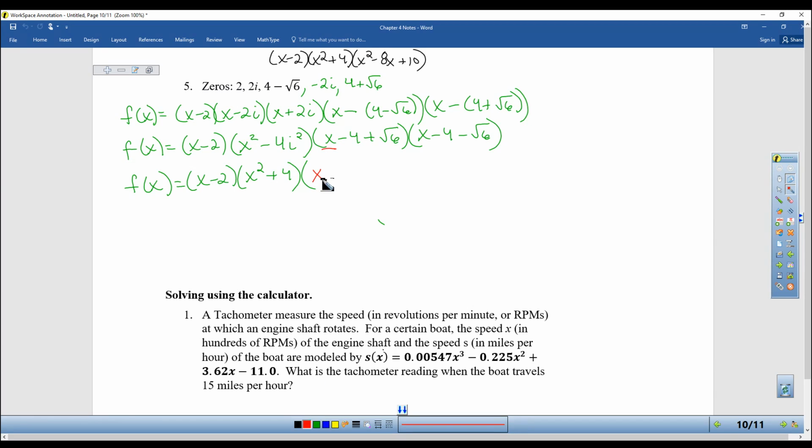So first I'm going to distribute the x, which gives me x squared minus 4x minus x square roots of 6. Then I'm going to distribute my negative 4 to give me negative 4x plus 16 plus 4 square roots of 6. Then I'm going to distribute the square root of 6, which gives me plus x square roots of 6 minus 4 square roots of 6 minus the square root of 36, which is just minus 6.